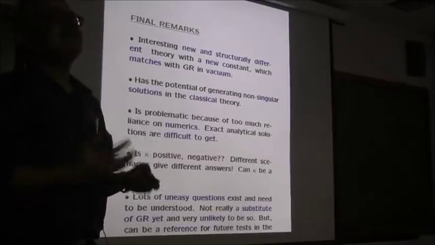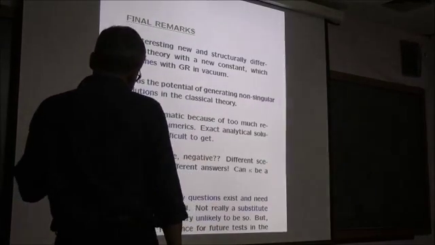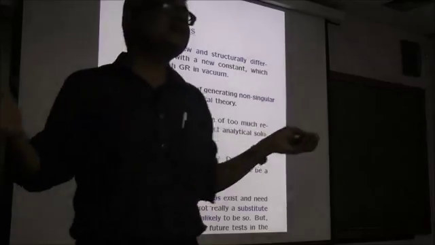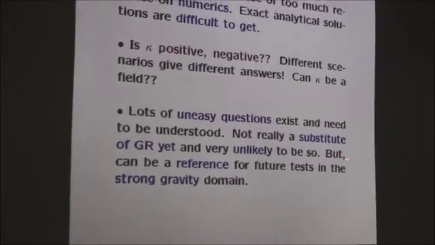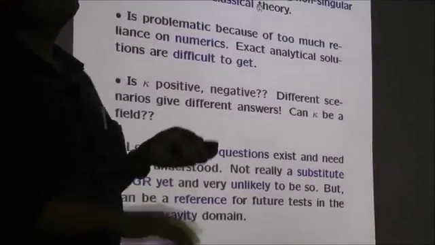similar to Born-Infeld, where you have Born-Infeld electrodynamics. It is problematic because of too much reliance on numerics. Exact analytical solutions are difficult. You can ask, is kappa positive or negative? What is it? Nobody knows. There are various bounds from various scenarios. You can ask, can kappa be treated as a field itself? That is one possibility. Lots of uneasy questions exist and need to be understood, but it is not really a substitute of GR. Very unlikely to be so, but a good reference for future tests in the strong gravity domain.